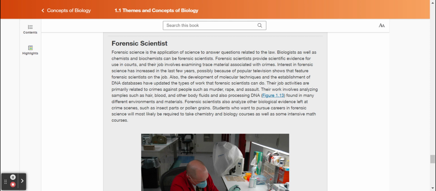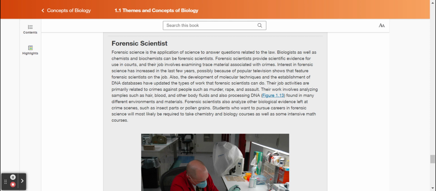Interest in forensic science has increased in the last few years, possibly because of popular television shows that feature forensic scientists on the job. Also, the development of molecular techniques and the establishment of DNA databases have updated the types of work that forensic scientists can do. Their job activities are primarily related to crimes against people, such as murder, rape, and assault.